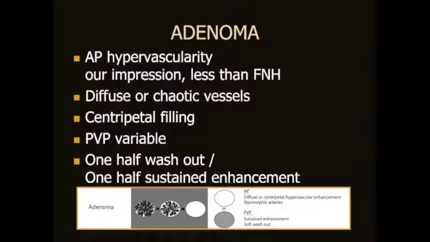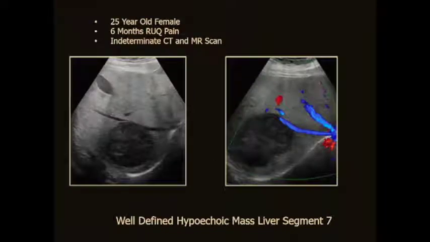They can have a diffuse or chaotic vascular pattern, but if they do show a pattern, it will have centripetal filling. In the portal venous phase, they can be variable, and up to 1/2 of lesions in different series that we've done have shown washout.